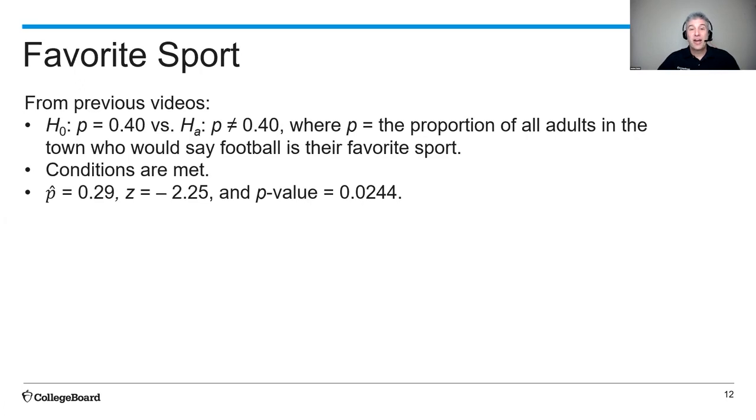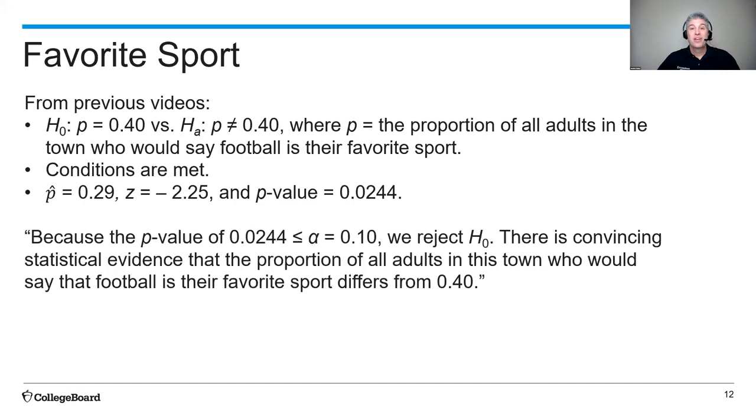Okay, now that we're back, let's take a look. Here's a good example of a conclusion in this context. Because the p-value of 0.0244 is less than or equal to our alpha of 0.10, we reject the null hypothesis. There is convincing statistical evidence that the proportion of all adults in this town who would say that football is their favorite sport differs from 0.40.